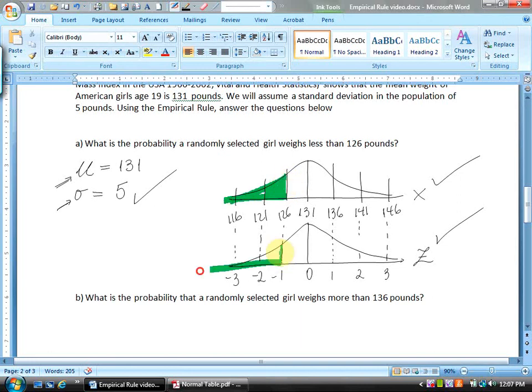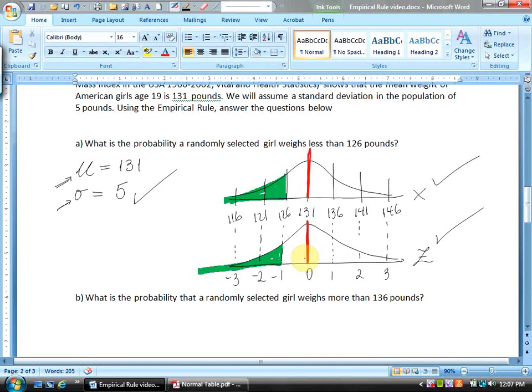It doesn't matter where we shade, but I'm going to shade on both. We want this area. So now let's see how we find that area. Well, let's take the center. Always take the center, okay? Using the empirical rule, go to the center.